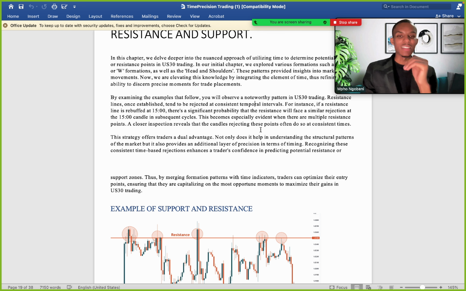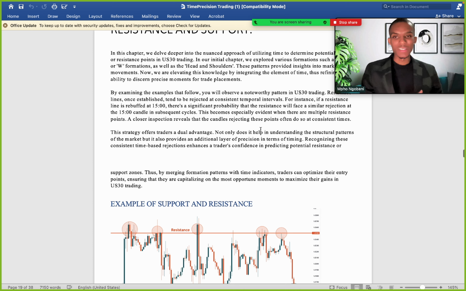When finding a resistance and support, we don't just end there, saying that's my resistance, but we also try to understand what time it rejected there, because there might be a similarity the following day where we reject that very same place at the very exact time. But let's see the examples.